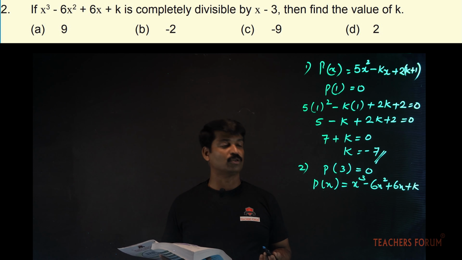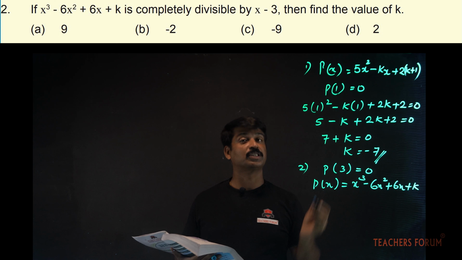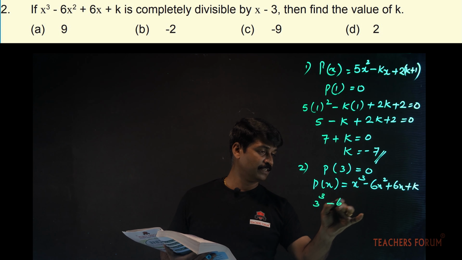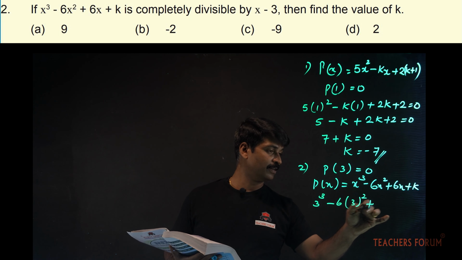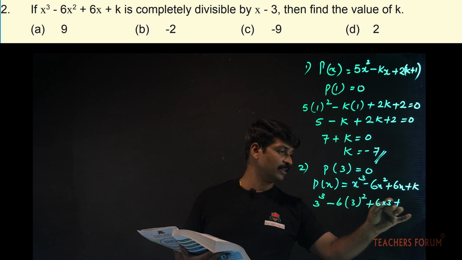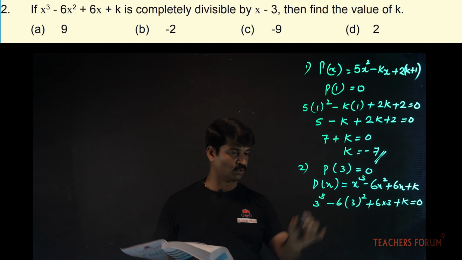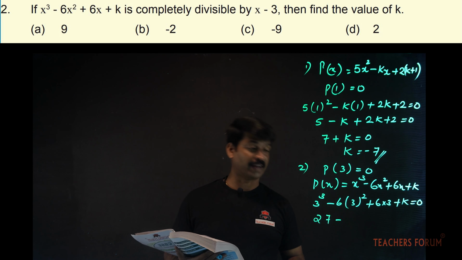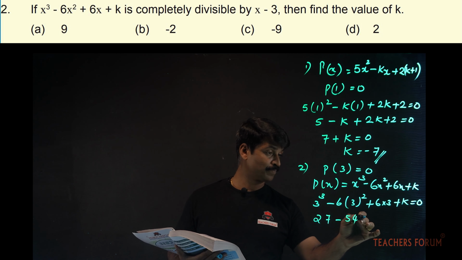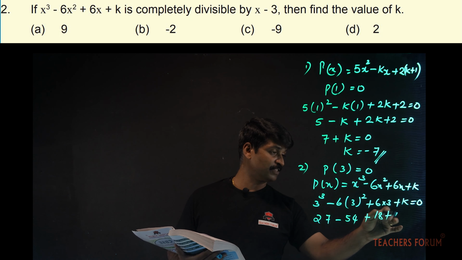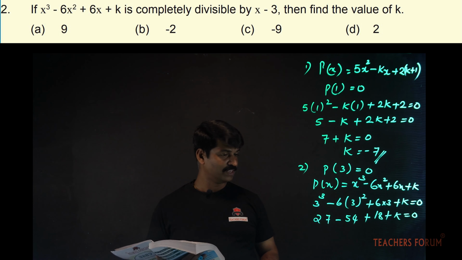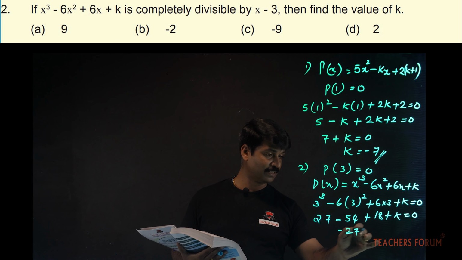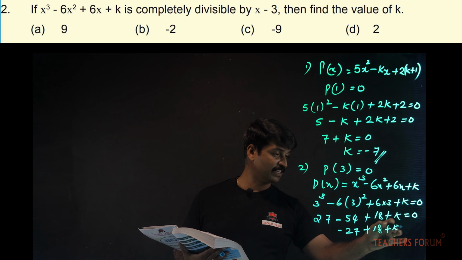You know that p of 3 is equal to 0. So, instead of x, you should substitute 3. Now, it becomes 3 cube minus 6 into 3 square plus 6 into 3 plus k is equal to 0. That is 27 minus 6 into 9, which is 54, plus 18 plus k is equal to 0. Now, 27 minus 54, that is minus 27, isn't it? Plus 18 plus k is equal to 0.